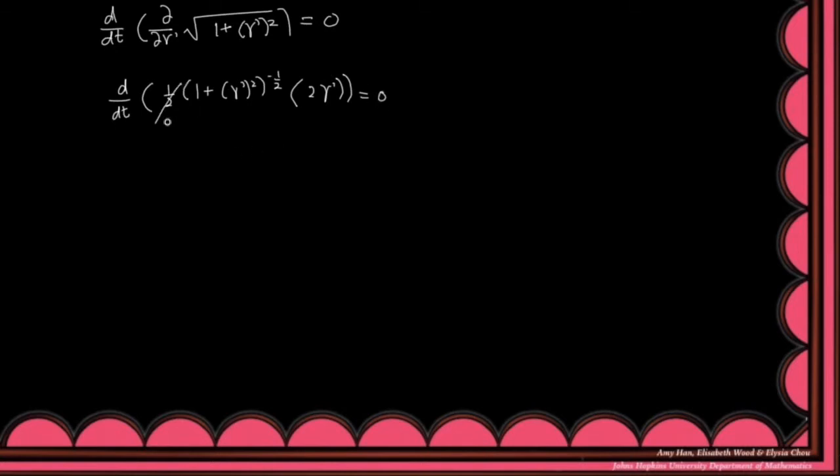So let's simplify this a little bit. Cancel out 1/2 times 2. We're left with the derivative with respect to t of gamma prime over radical 1 plus gamma prime squared. All that equals 0. So in this case, when would the derivative of any function equal 0? Well, when it's constant. So we know that gamma prime divided by radical 1 plus gamma prime squared has to equal some constant.